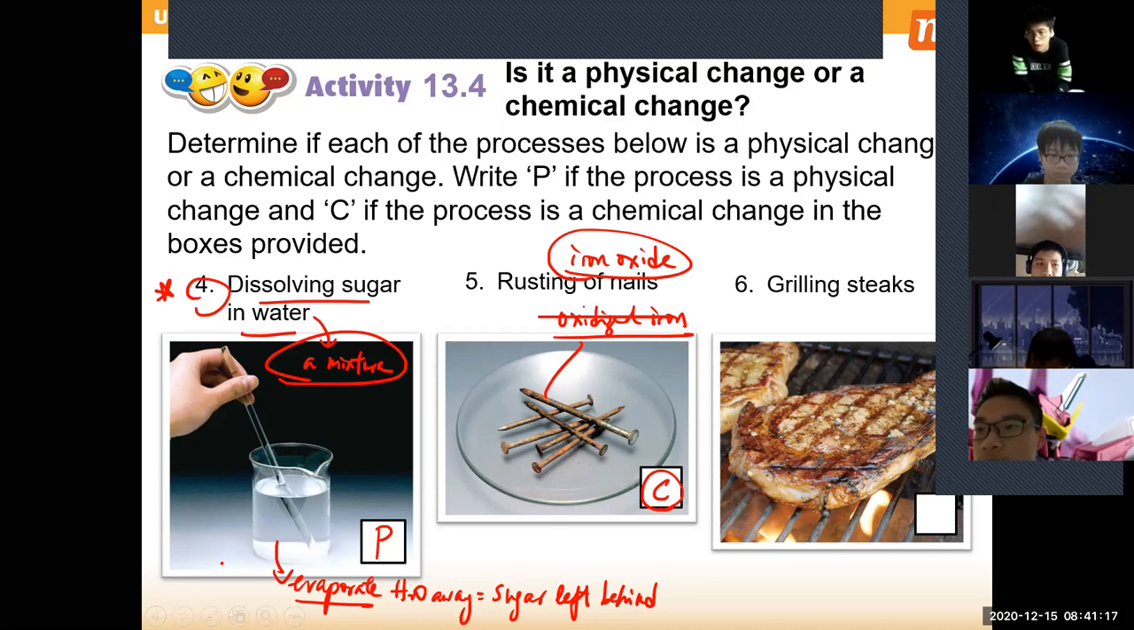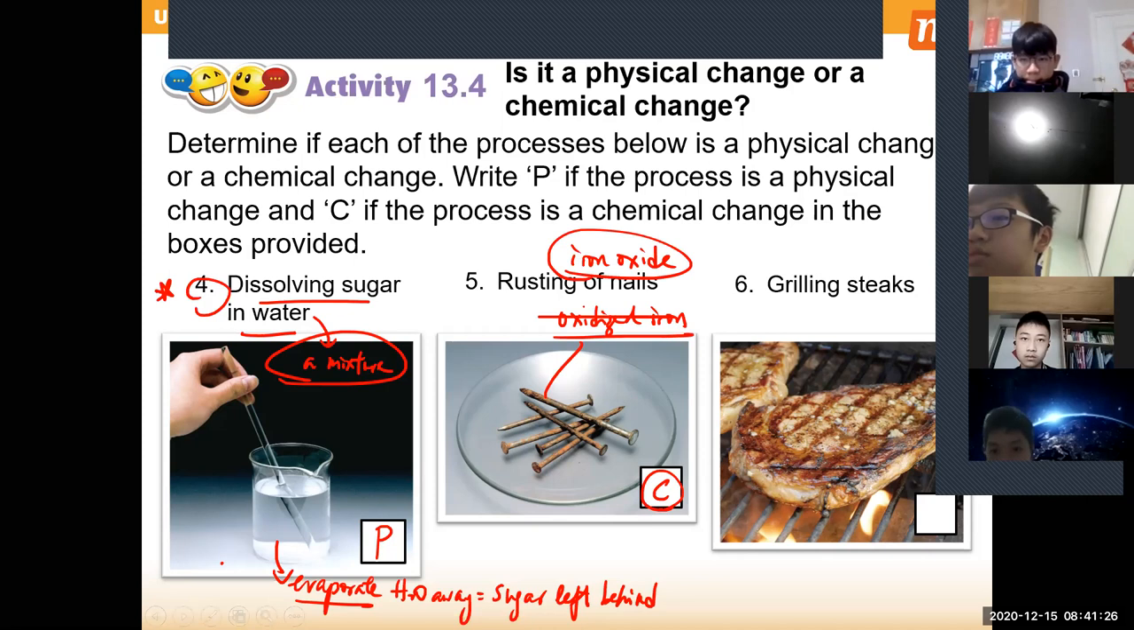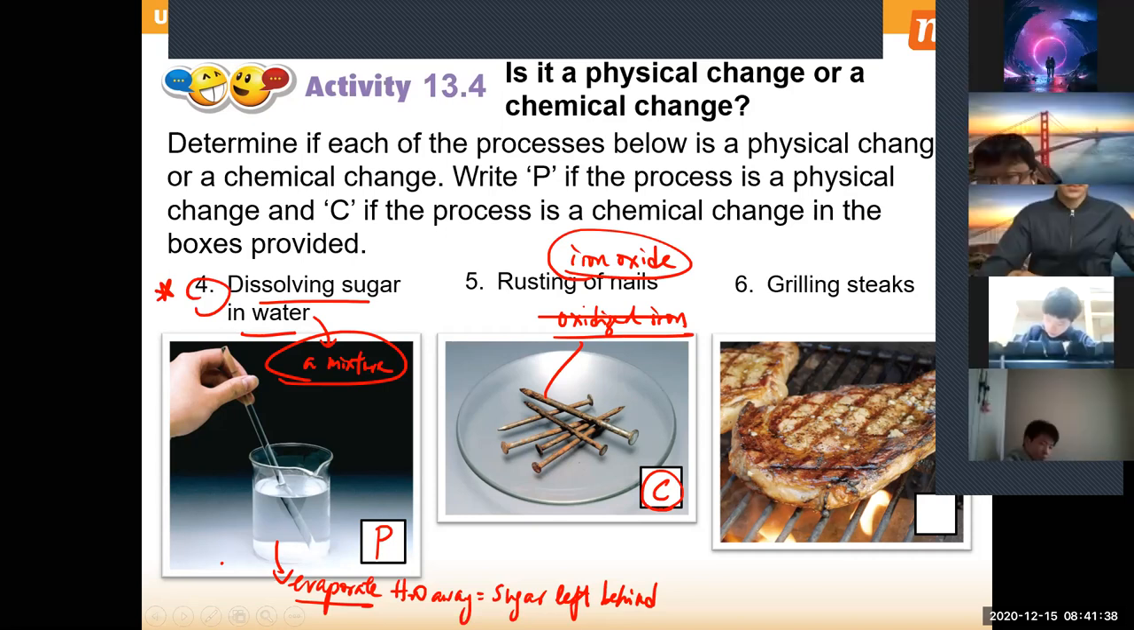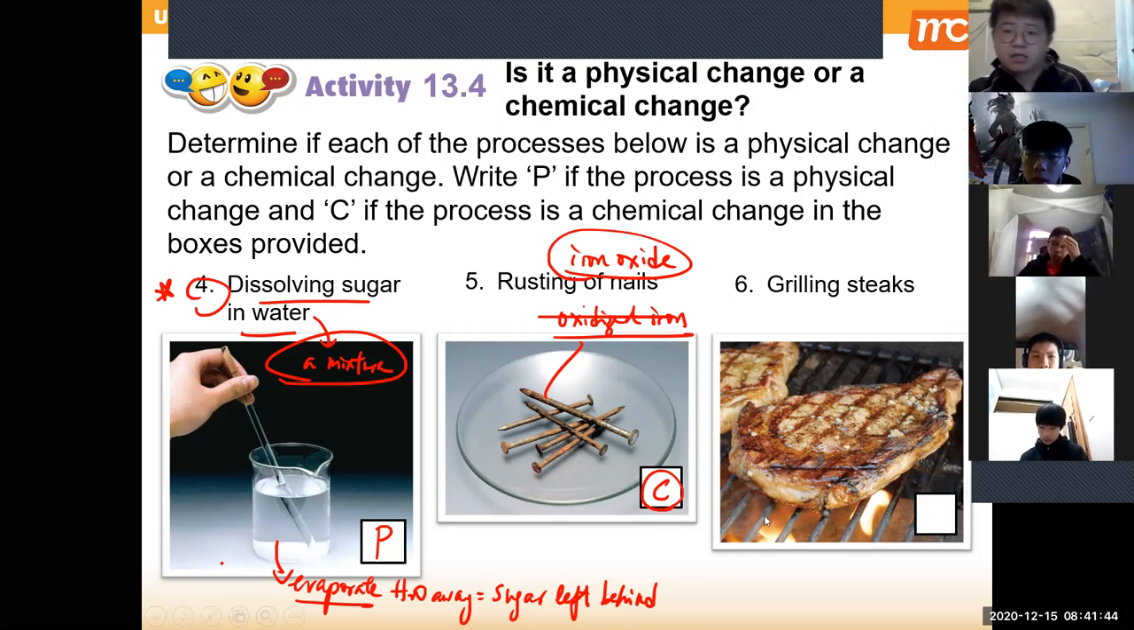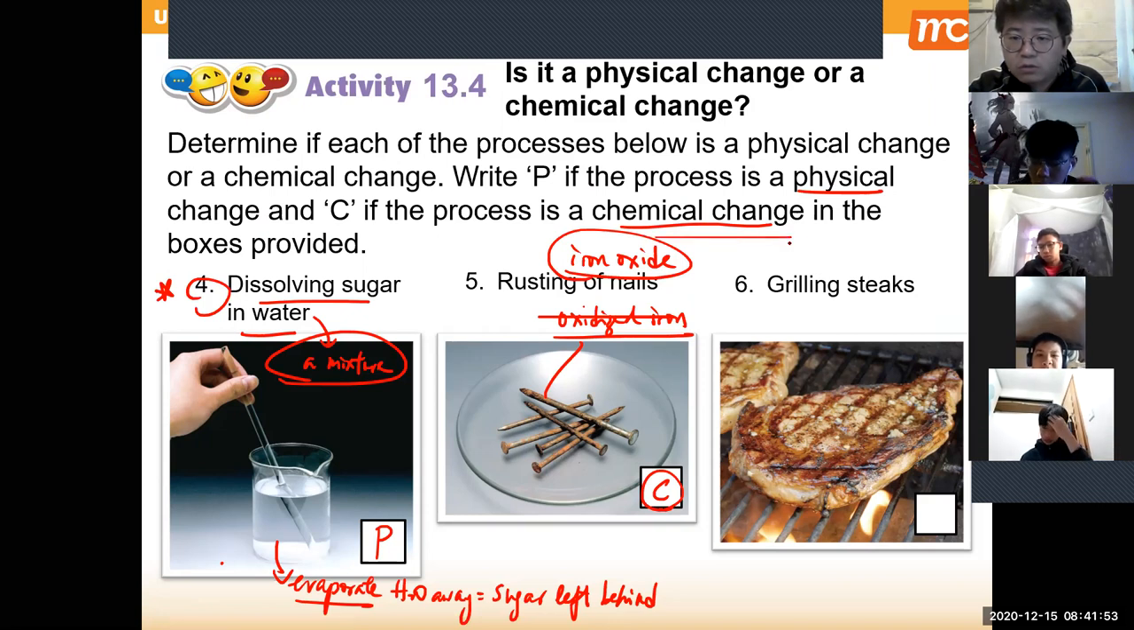Grilling steaks. What do you think? Number six. Grilling steaks. So one feature you talk about is grilling steaks, right? To make your difference between chemical change and physical change, is the change irreversible or not? Is it reversible or irreversible? Irreversible, 不可逆, which means cannot go back.